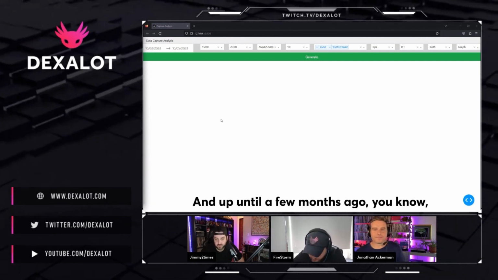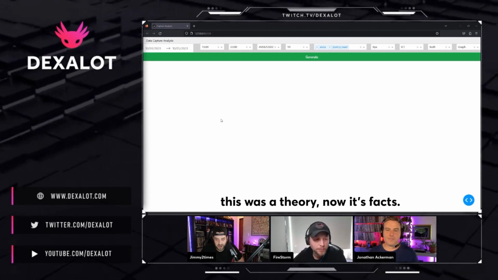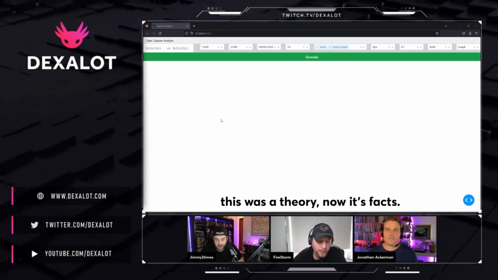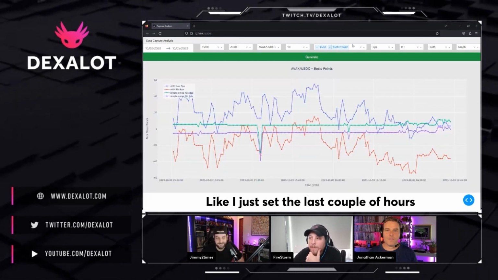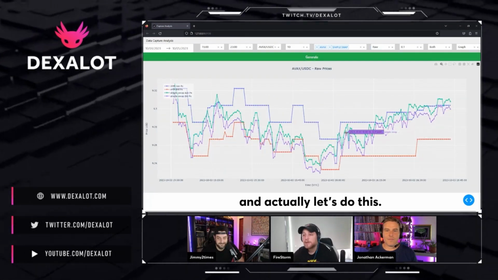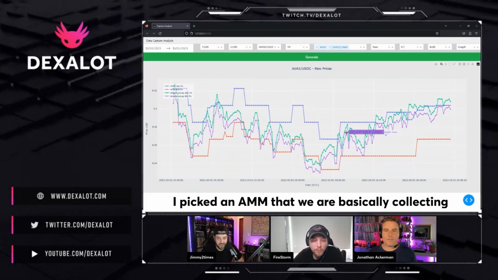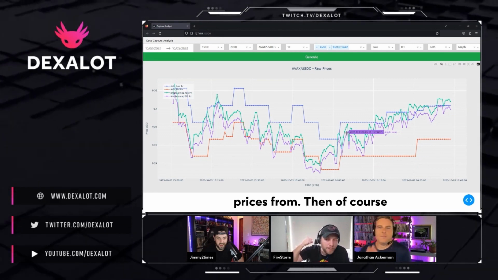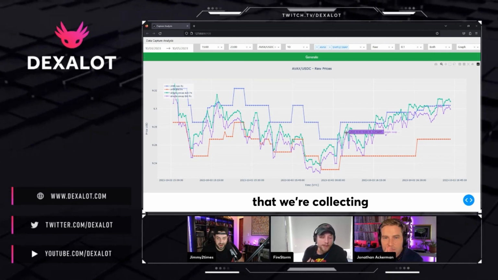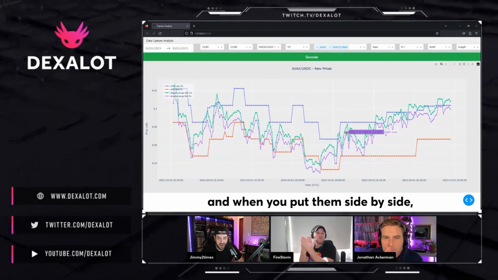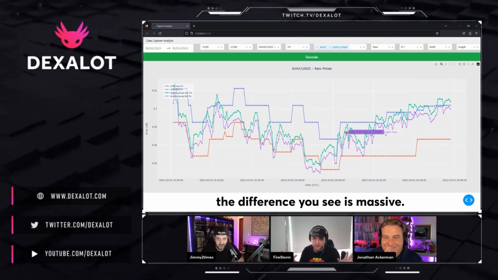Yep. And up until a few months ago, right before we started SimpleSwap, this was a theory. Now it's facts, right? Like I just set up the last couple of hours, and actually, let's do this. I picked an AMM that we are basically collecting prices from. Then, of course, we have the SimpleSwap prices that we're collecting. And when you put them side by side, the difference you see is massive, okay?